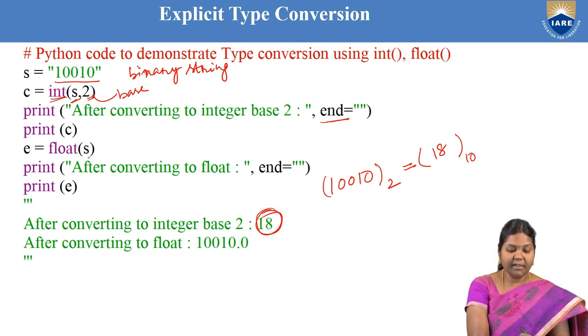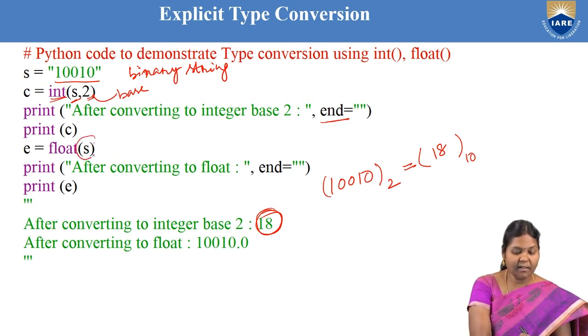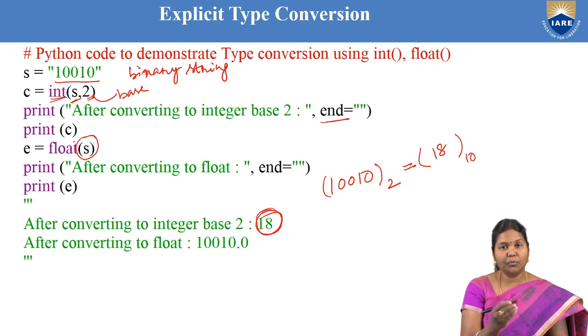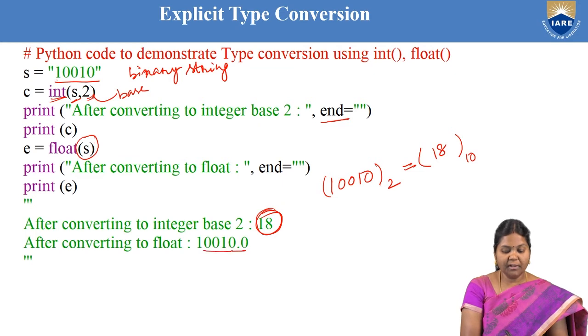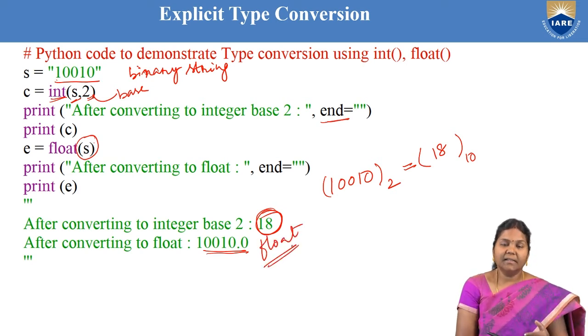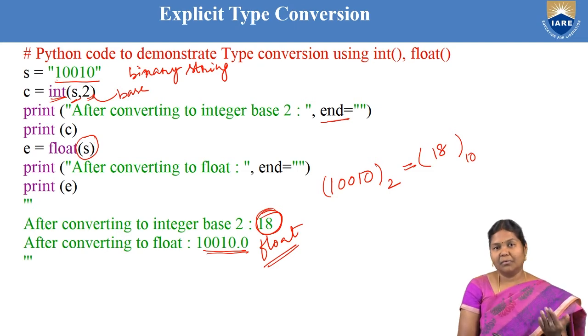After converting into an integer, let us convert the same string into float type. So what will you get? It was 10010. If you convert into float type, you get 10010.0. Now it has become a float type. So you can understand in this example that a binary string was converted into an integer type and also into a float type. This way explicit type conversion is done as per your requirement.